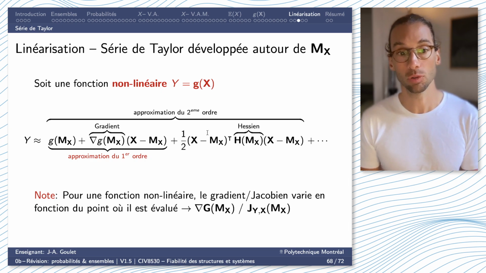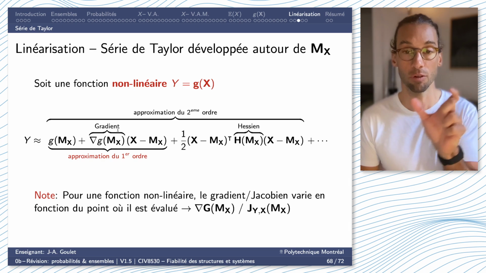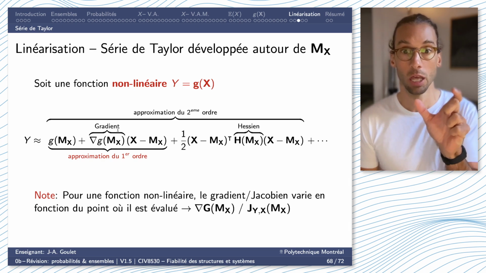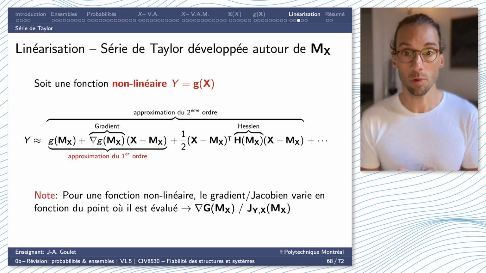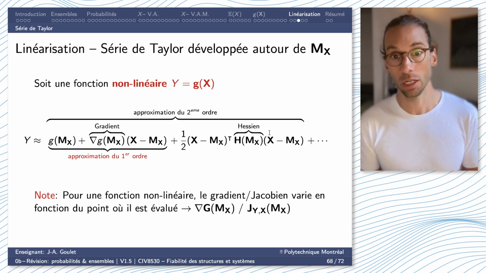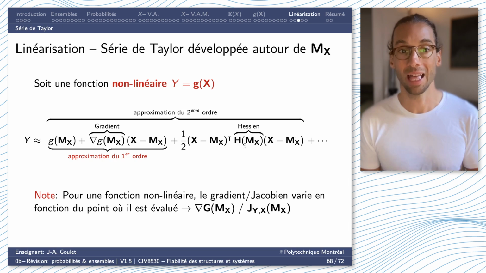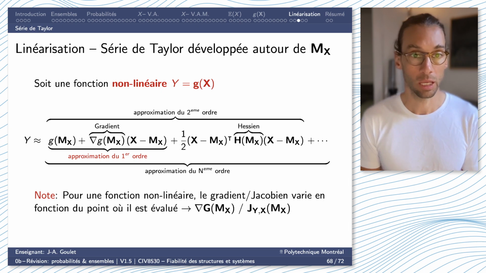Okay, and this is what is going to differentiate what we're going to see in the first part of the course, I think in module 6, as FORM, versus what we're going to see later on, I think in module 12, as SORM, second order reliability methods. And we can generalize this for nth orders.